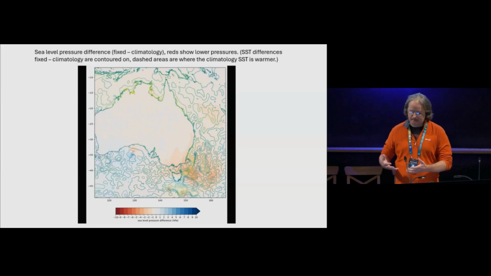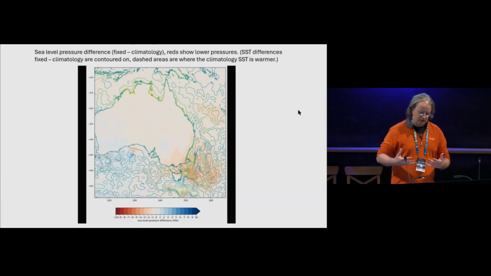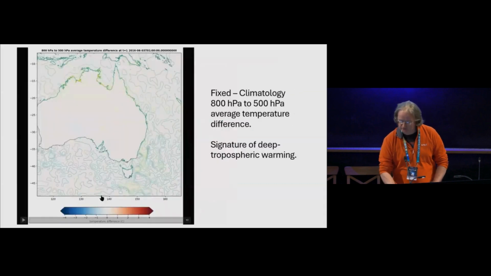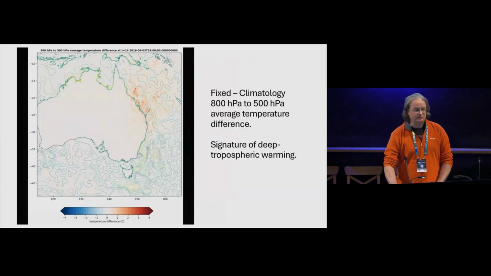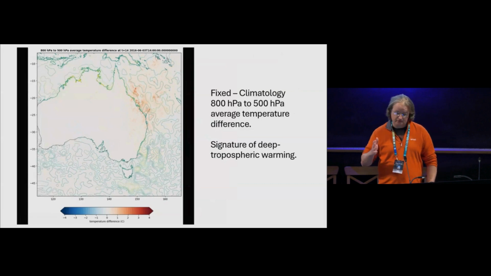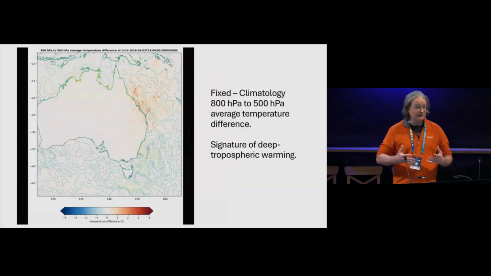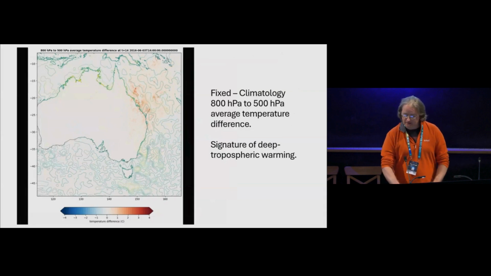You've got this kind of anomalous low pressure forcing the situation. And we can also look at the temperature difference, and thanks to Paolo Petrelli for helping me with the mopper to get this to work. This is 800 to 500 hectopascal, and this shows the deep tropospheric warming from those sea surface temperatures.